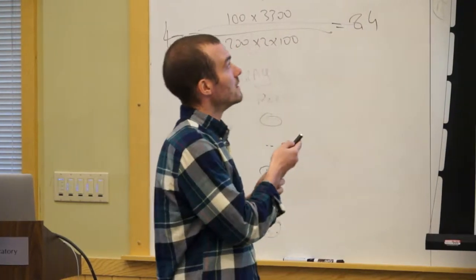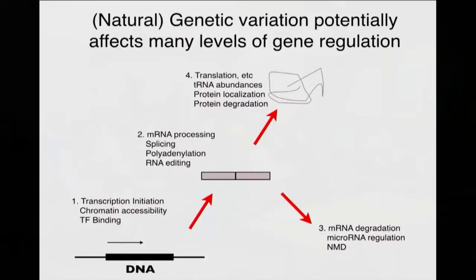And we know that genetic variation could potentially affect many levels of gene regulation. If we're interested in how genetic variation influences, quote unquote, gene regulation, genetic variants could do a whole number of things. So you could imagine a genetic variant that influences transcription initiation through altering chromatin accessibility or transcription factor binding or something along those lines. You can imagine a genetic variant that influences mRNA processing, so a SNP that influences splicing or polyadenylation or RNA editing or something. You can imagine something that influences mRNA degradation through microRNA regulation or nonsense mediated decay. And that's, of course, putting aside everything that has to do with translation. You could imagine genetic variants that influence all of these things, but those are harder to assay at the moment.